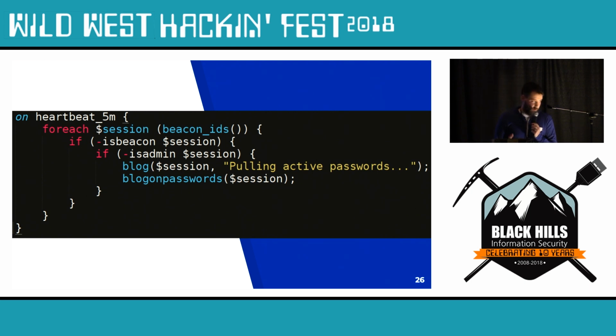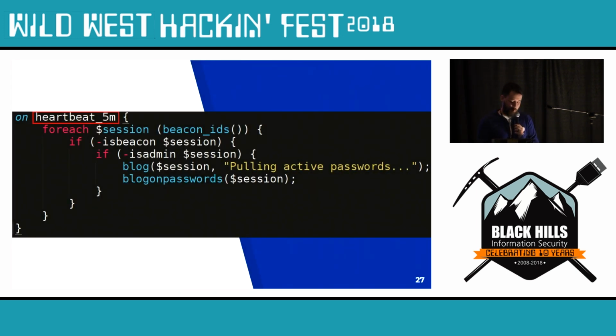So here's a little quick code sample. We're going to use the event on heartbeat for every 5 minutes. We're going to run it through a foreach statement, right? And we're going to query all the beacons, and look for each session of every beacon that comes into the team server and say, hey, we want to pull active passwords if it's an admin.